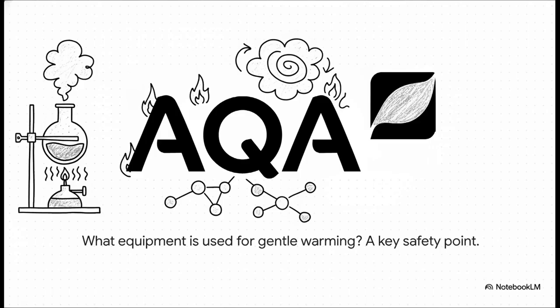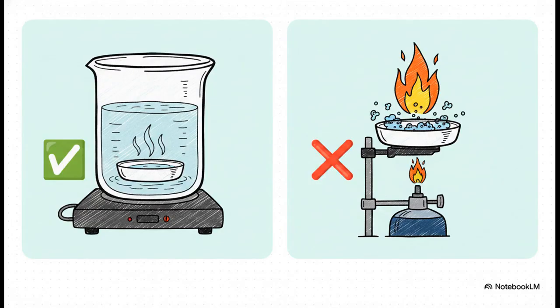So what do you use when you need gentle, controlled heat in a lab? What's it called? The mark scheme is crystal clear on this one. You get the mark for saying electric heater or water bath. But just as important is what not to say.